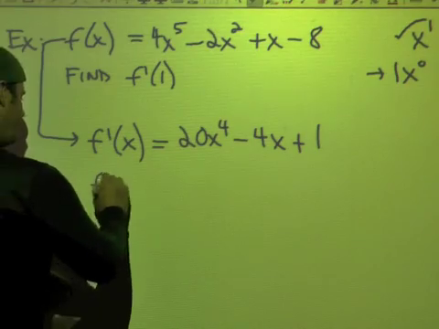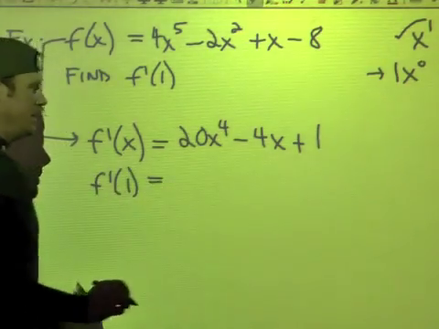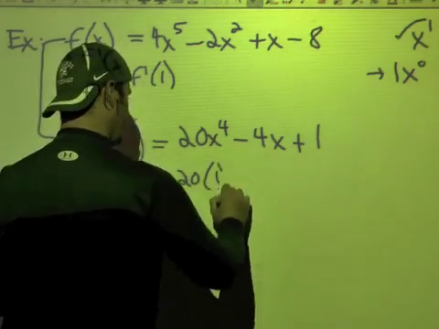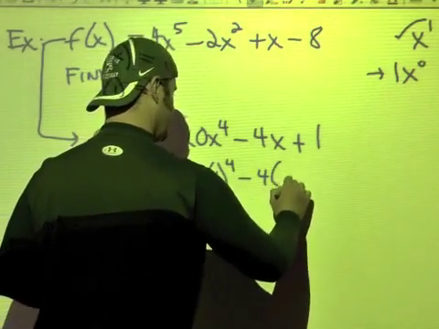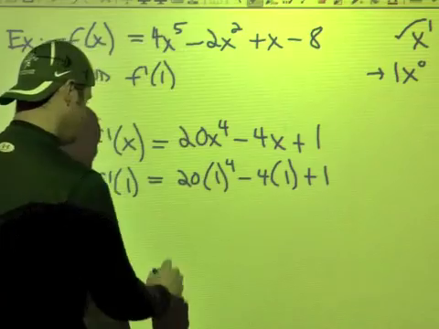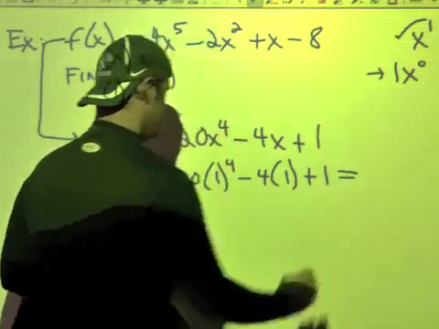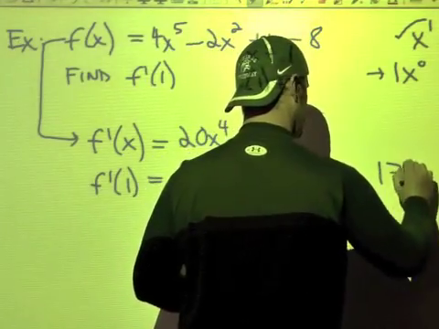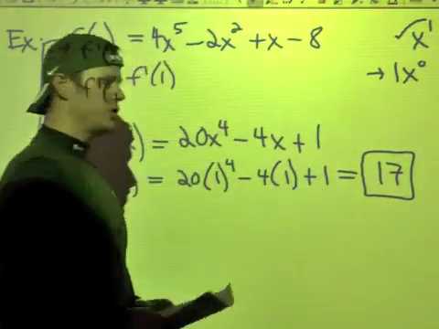Now if I want to find f prime of 1, you just substitute a 1 for x. So it's 20 times 1 to the 4th minus 4 times 1 plus 1. And just work out the answer to that. Turns out that's 17. Okay, so there's your derivative.